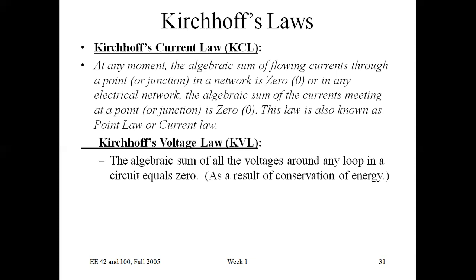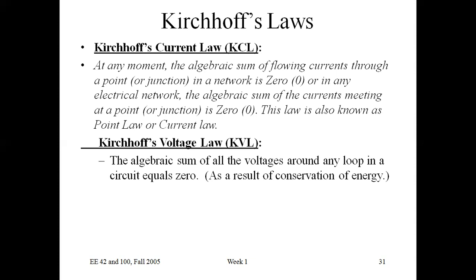Similarly, Kirchhoff has defined Kirchhoff's voltage law, that is KVL, and it is nothing but the algebraic sum of the voltages around any loop in a circuit equals zero. Now Kirchhoff's current law is related to currents at a junction, while Kirchhoff's voltage law is related to potentials or voltages in a particular loop or a mesh. The algebraic sum of all the voltages around any loop in a circuit equals zero.